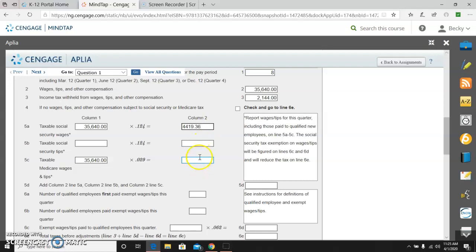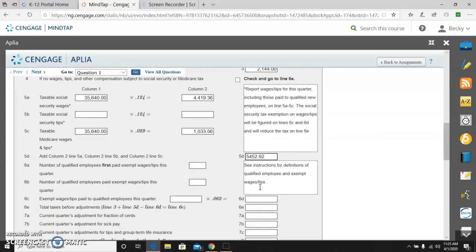And then down here, for both the employee and employer portions of Medicare, I would get 1033.56. And then line 5D, I'm just going to add those two amounts together, the 4419.36 and the 1033.56, and I would get 5452.92. And then we don't have any adjustments, so I'm going to say 0 here, because we do nothing weird in this class. We just keep it straightforward.